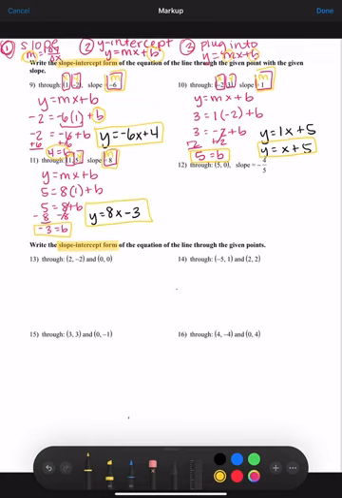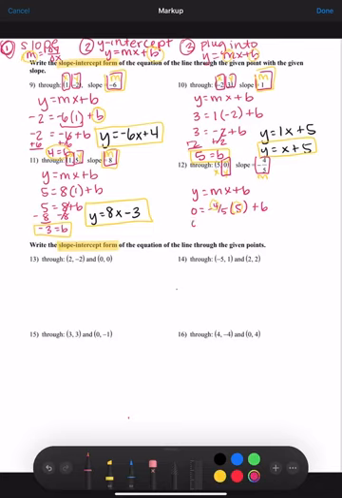And one more, I have x, y, and m. So y equals mx plus b. I'm going to plug in 0 for y, m is -4/5, x is 5, plus b. Now when I'm multiplying a fraction times a whole number, I multiply the numerators together. So -4 times 5 is -20, divided by 5 is -4.